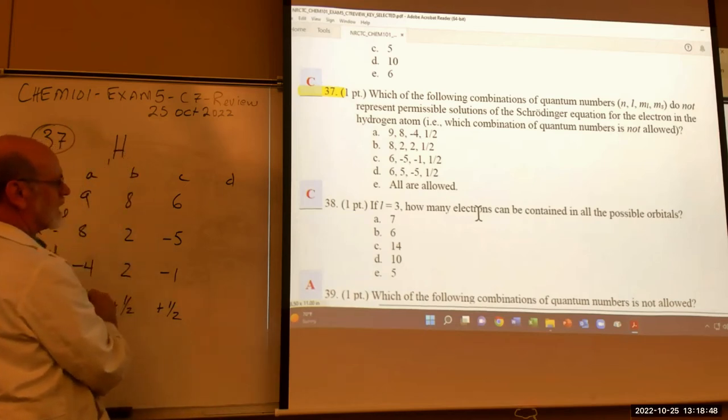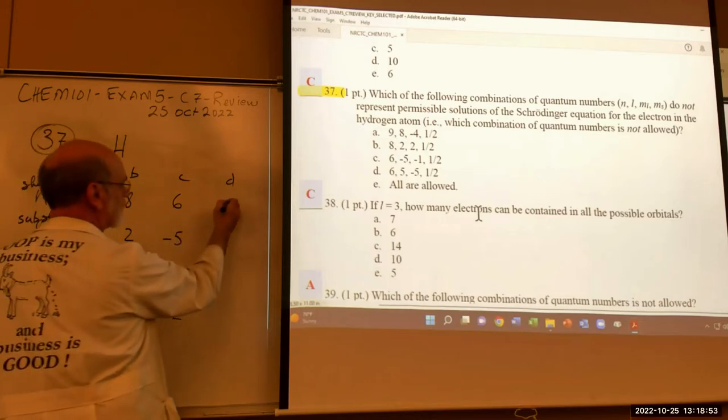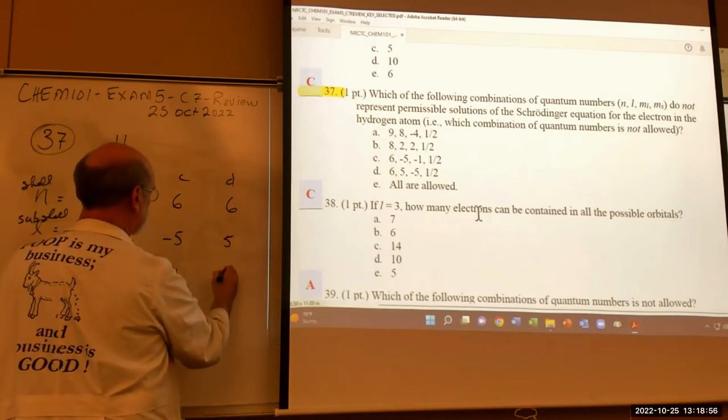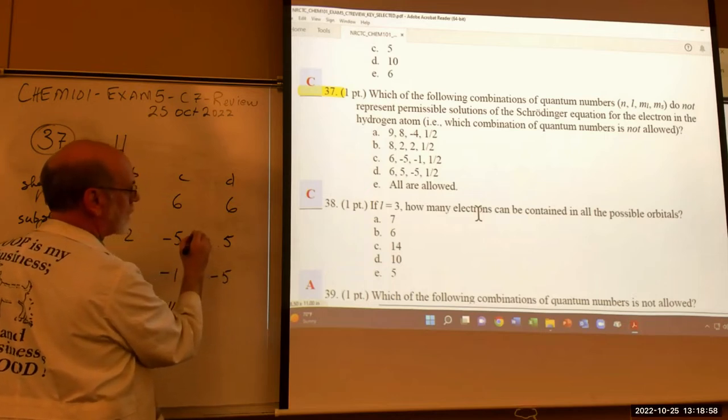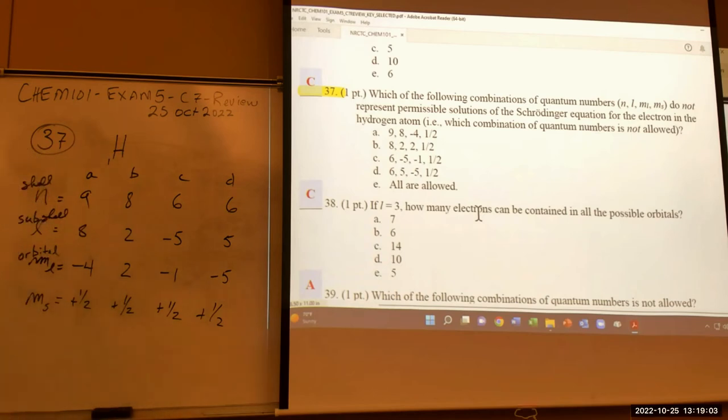And wait a minute, I skipped one. 6, minus 5, minus 1, plus 1/2. Okay, 6, 5, minus 5, and plus 1/2. Okay, which one of these is not allowed? Are all of them allowed? Well, let's see. If we find one that's not allowed, then E cannot be true. And then we have to find the one that is allowed, which would be only one of the remaining ones.